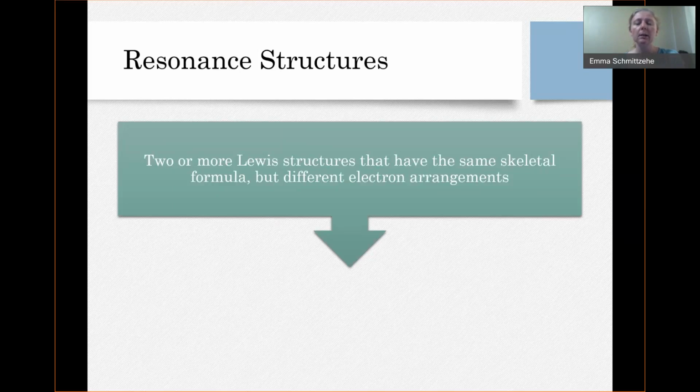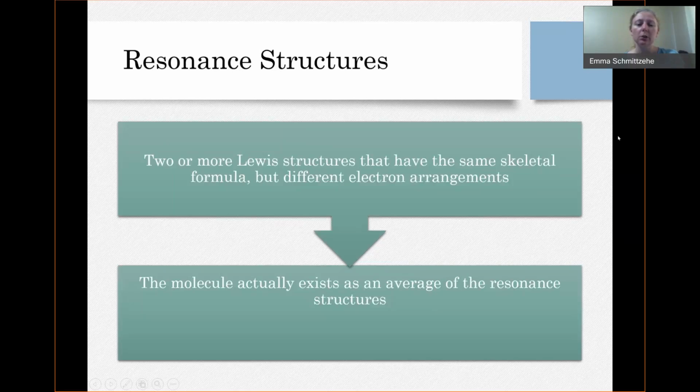But sometimes it's nice to know that, yes, there is more than one representation for this particular molecule, or that one of those is more stable than the other. If you're dealing with that kind of stuff, what you need to know is the real molecule actually exists as an average of the resonance structures. And so the true structure isn't any one of the Lewis structures.